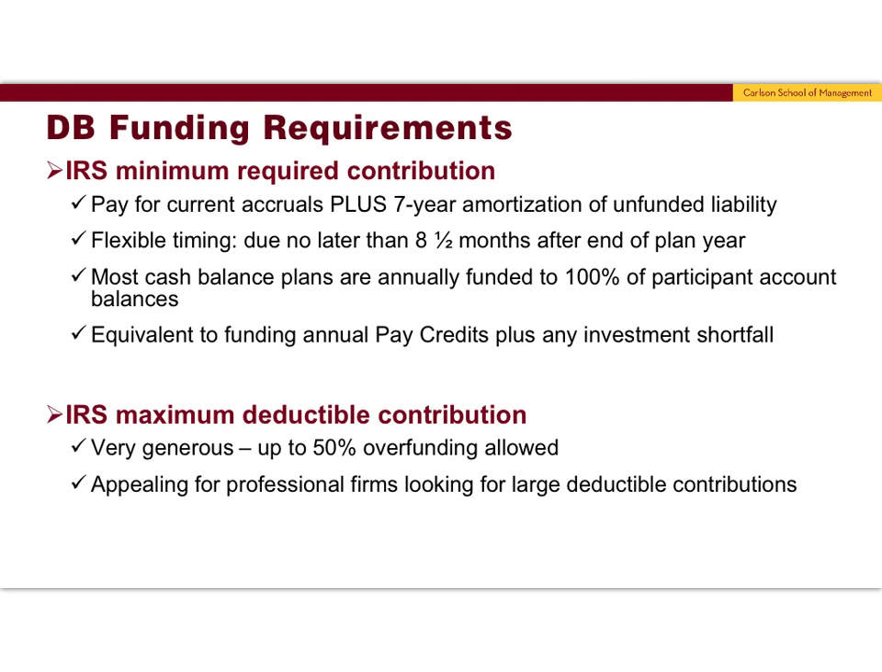There is also an upper limit to the amount of money an employer can contribute and deduct to a DB pension plan. These maximum deductible contribution limits are very generous and allow up to 50% overfunding of DB plans. This is especially appealing to professional service firms who are looking for large tax-deductible contributions.